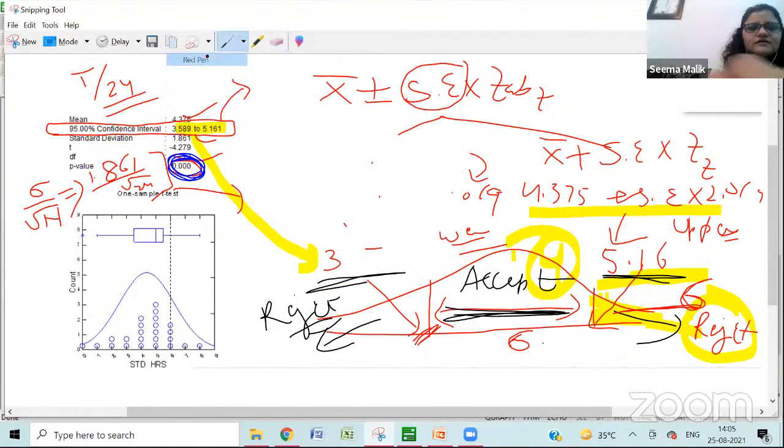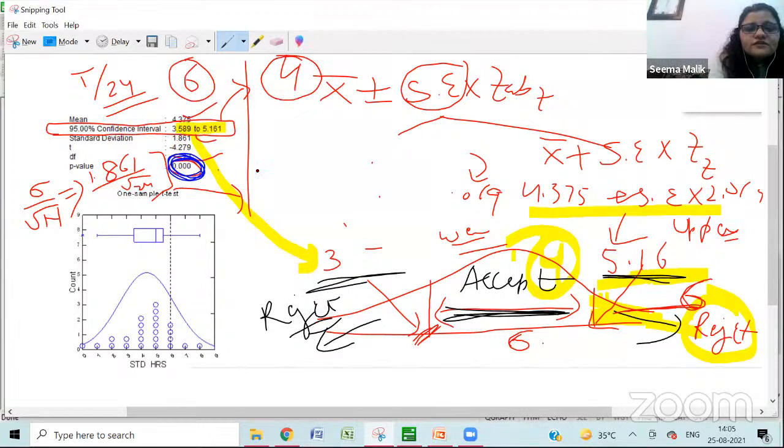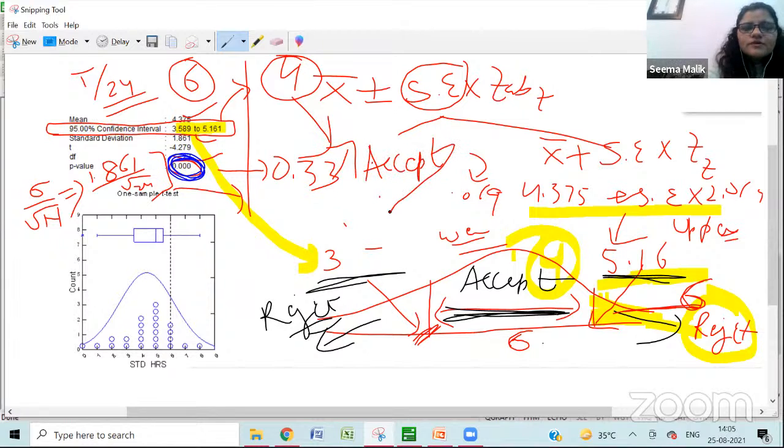So what I'm trying to explain over here is, these are my confidence limits, and if I test them, these are the results for the 6, and what are the results for the 4? For the 4, we have the p value 0.33 something. It means here for the value of 4, our hypothesis got accepted, because our 4 value lies between these limits, na.